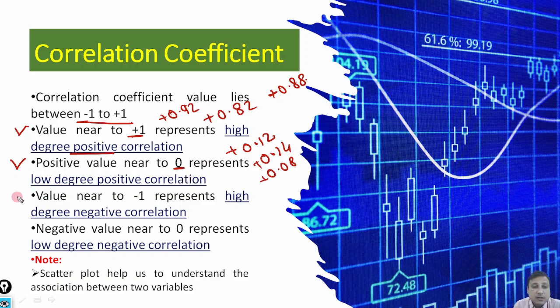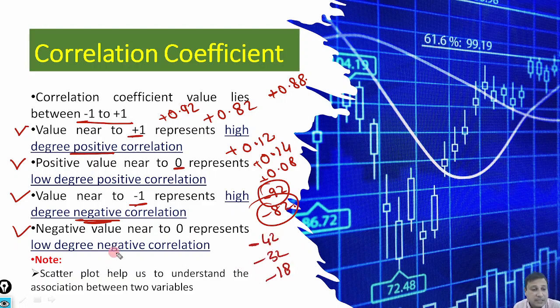Suppose I get a value near -1, like -0.92 or -0.82, then that represents a high degree negative correlation. Why negative? Because here the sign is minus. And if I get a negative value near 0, like -0.42, -0.32 or -0.18, then that represents a low degree negative correlation between the two variables.